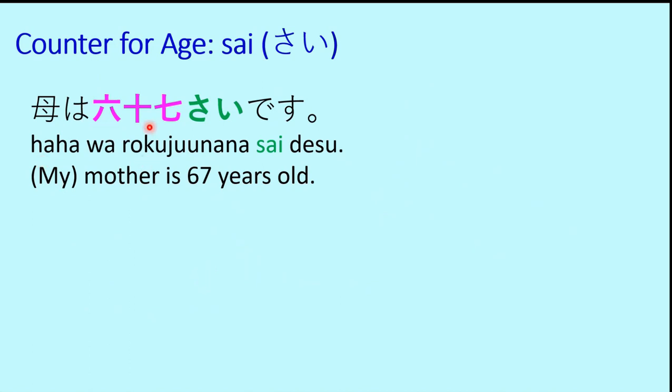And this is the kanji for the numeral 67. Sai is the counter for age. So this is 67 years old. My mother is 67 years old. Haha wa rokuju nana sai desu.